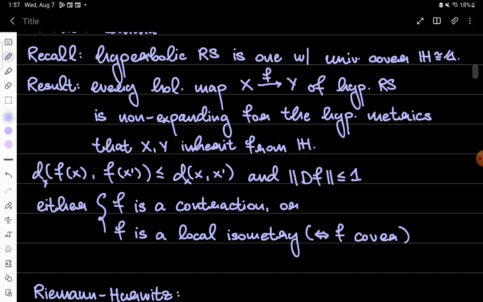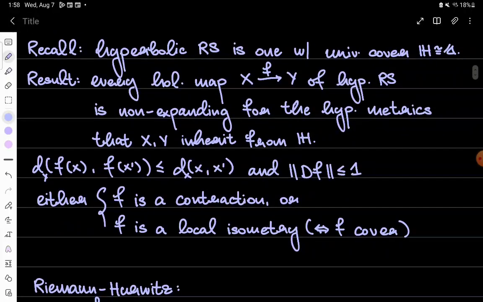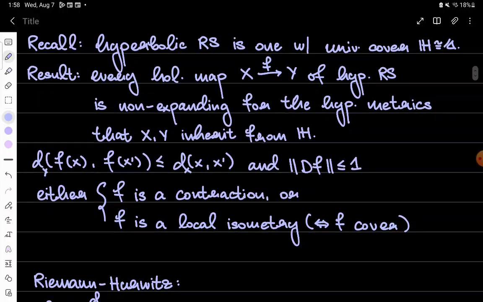So we're going to let f be a holomorphic map between two Riemann surfaces that are hyperbolic, X and Y, and the Schwarz lemma in this generality states that every such map is non-expanding for the hyperbolic metric. So this means that the distance between f of x and f of x prime, where x and x prime are two points in X, is less than or equal to the distance between x and x prime in Riemann surface X. And you can also phrase this by saying that the differential of the map between tangent spaces has norm less than or equal to 1.